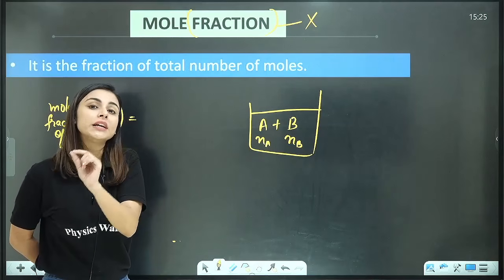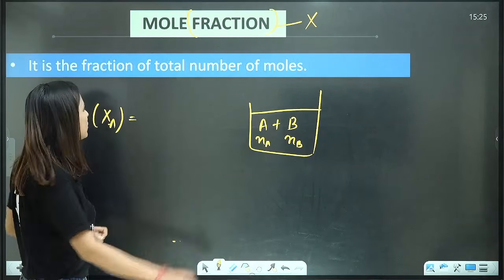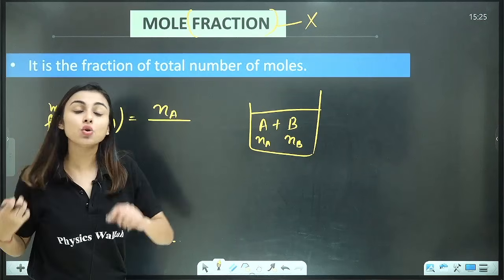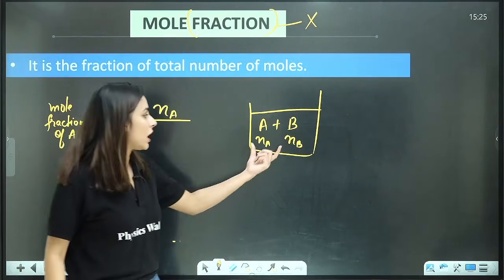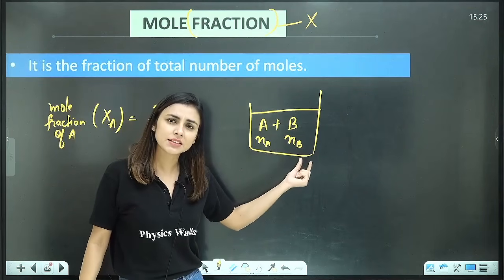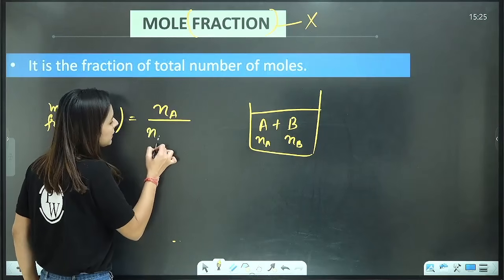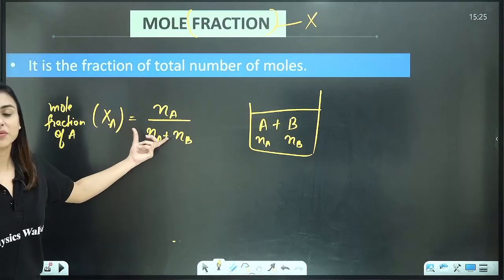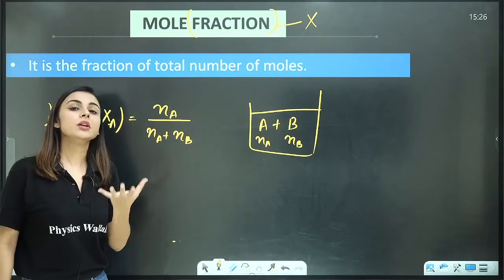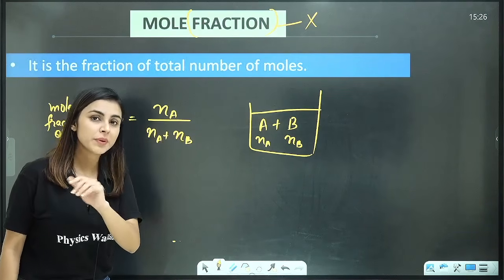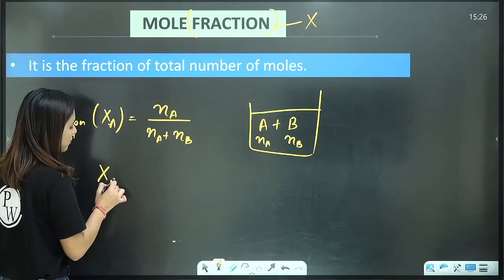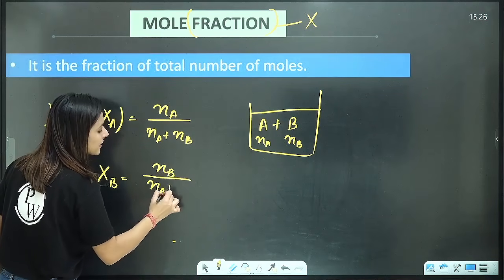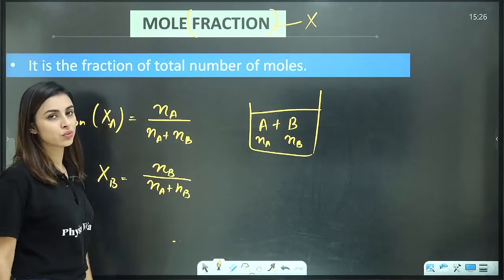So if you are calculating the mole fraction of A, then this will be moles of A divided by, my dear students, total moles present in the solution. How many moles are present? Na plus Nb. So this is the expression for mole fraction of A. Similarly, you can calculate mole fraction of B as well. So mole fraction of B would be moles of B divided by total moles present in the solution.